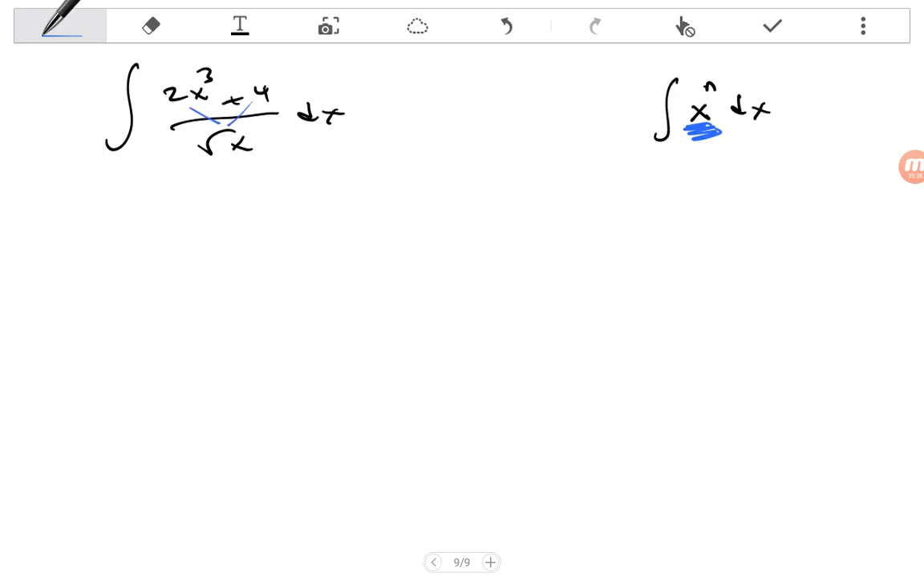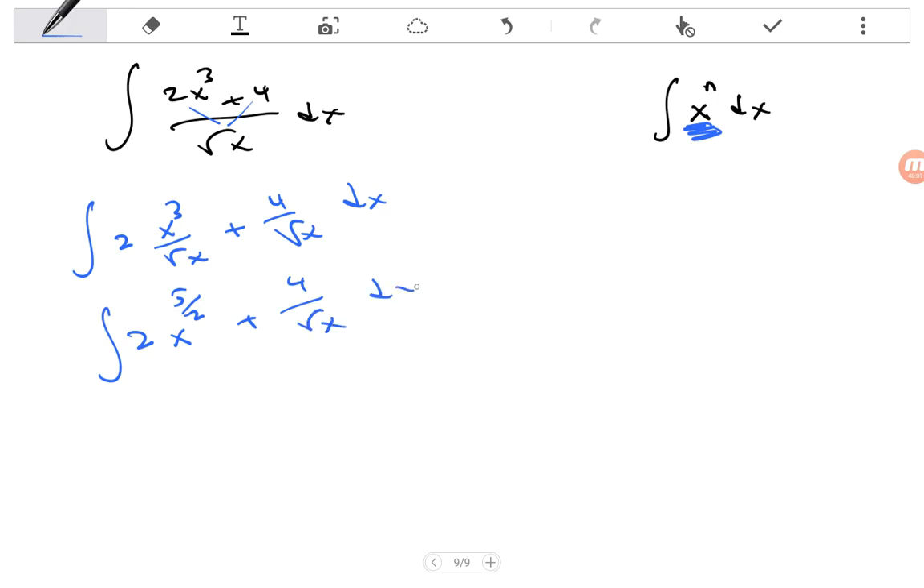We learned that we can distribute this like this. So it will be the integration of 2x cubed over root x plus 4 over root x dx. I have just distributed these two, okay? And that will be 2x power 3 minus half, which will be 2 and a half, which is 5 over 2, and that will be 4 over root x, like this. Both of these terms are inside the table. So I have managed to solve the problem.